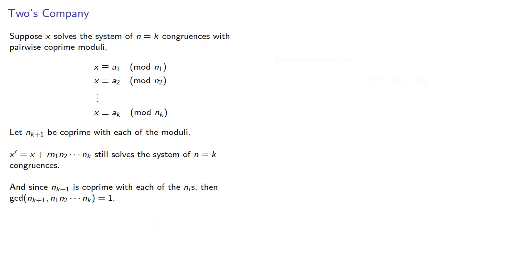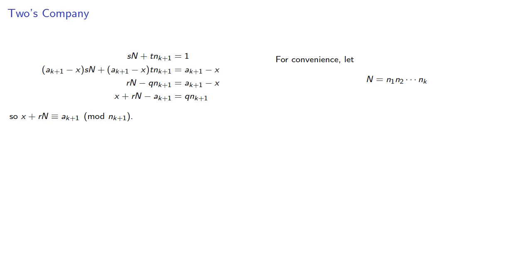Now, for convenience, let n be the product of the preceding moduli. So, because the greatest common divisor is 1, we know there's a linear combination of n and n_{k+1} equal to 1. We'd like to say that x plus rn is congruent to a_{k+1}, so that tells us that the difference is some multiple. We'll rearrange it so it's a linear combination of n and n_{k+1}. And as before, if we multiply by a_{k+1} minus x, we get... and that allows us to complete the bridge. And consequently, x plus rn solves the system of k plus 1 congruences.